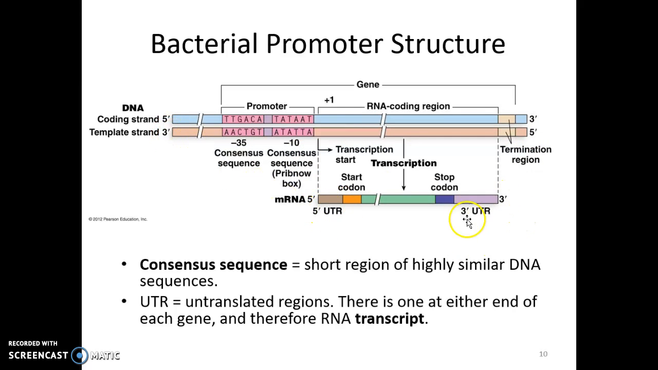The untranslated regions are, think of them as like handles on the ends of the messenger RNA. They promote stability, and they also promote the initiation and the termination of translation. So they're really important, but they're not actually coding. That's a very typical looking structure for a bacterial gene.